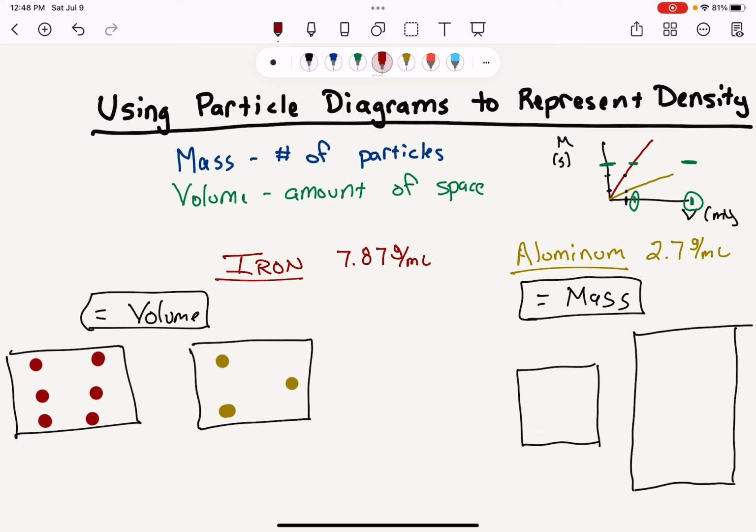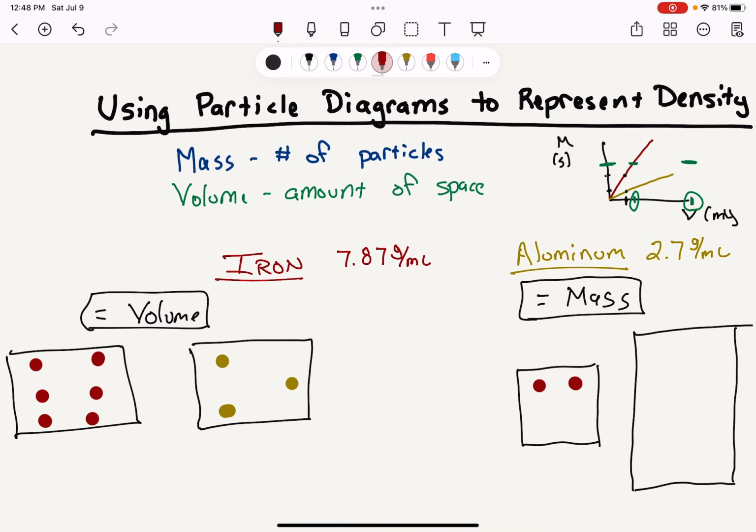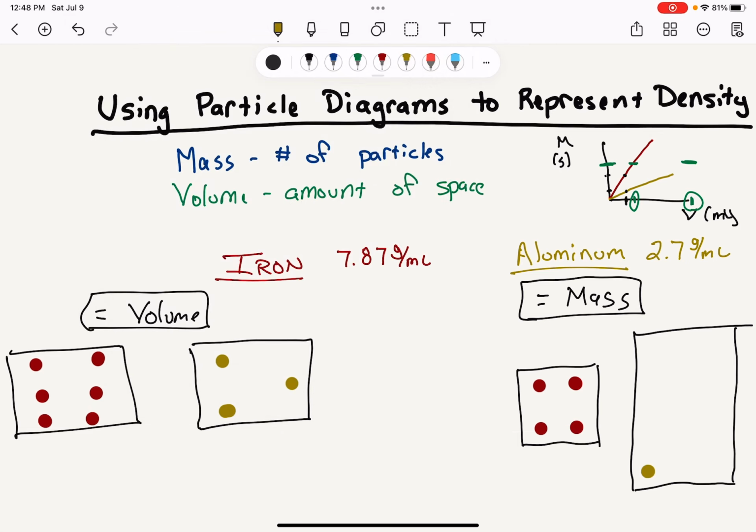Now I'll draw in my particles. So I'm going to do something like that for that. And then I'm going to show something like this. Boom. So notice here I've got equal number of particles, 4 in both, and over here I've got equal size boxes because it's equal volume.